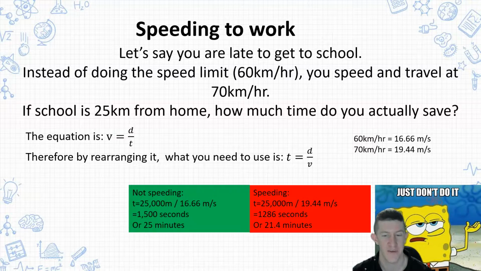You shaved off about 4.6 minutes by speeding, and in the previous slide we just saw how much you've increased your stopping distance. If someone was to step out in front of you, a dog ran across the road, whatever, your chances of stopping are so much less for just 4 minutes to get to school every day or to get to work, whatever that scenario is. That we can see ultimately that speeding is just not worth it.